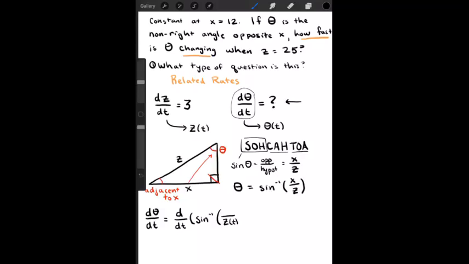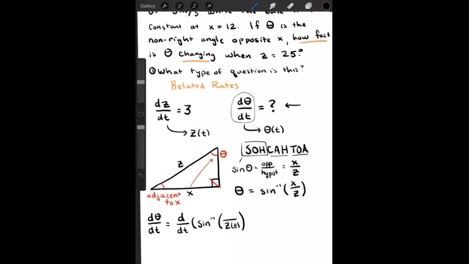So I'm going to leave this here. But at the moment, we have a little bit excessive variables, right? We know what dz dt is, and we want to find what d theta dt is. We don't really know anything about the rate of x, so what can we do about that?